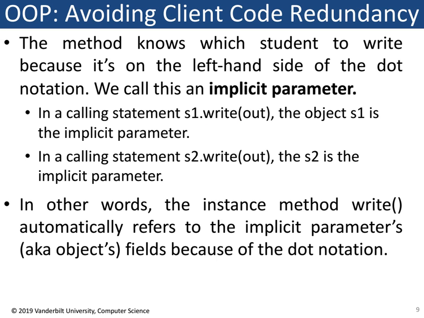So our instance method write is going to automatically know that we're wanting it to use the instance variables which are stored in the object that is the implicit parameter. That's the object to the left of the dot when we use the dot notation to call write. So when we say s1.write, the write method knows any access to instance variables inside this method should use the instance variables stored in s1. When we say s2.write, s2 is now the implicit parameter, and so write knows to use the instance variables stored in s2.